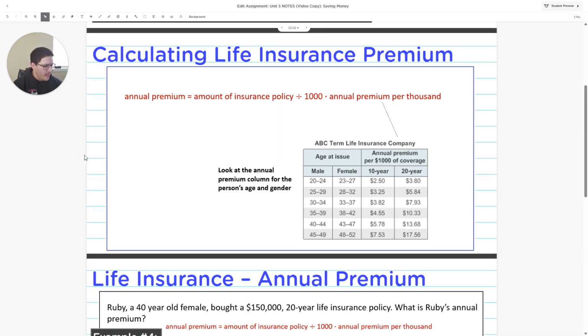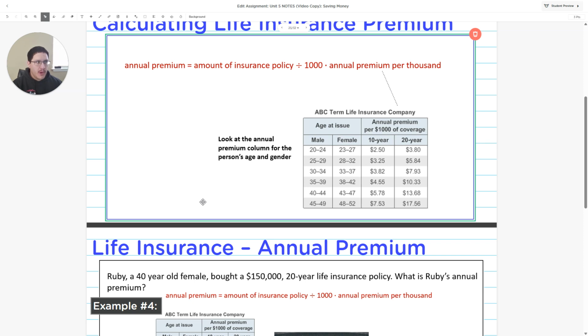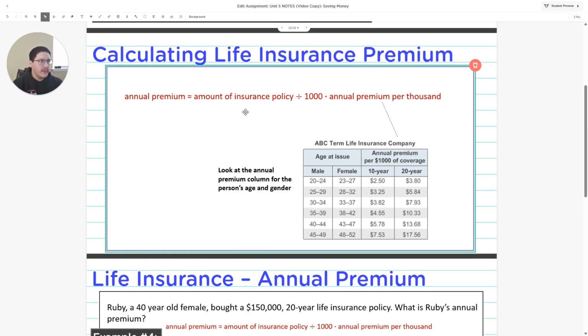Okay, so now we're going to move away from health insurance problems. We're going to look at some problems that involve life insurance policies and life insurance premiums, starting with calculating life insurance annual premiums. Like with the previous problems, I'm going to show you how to do this and then break it down as we go through one of the example problems.